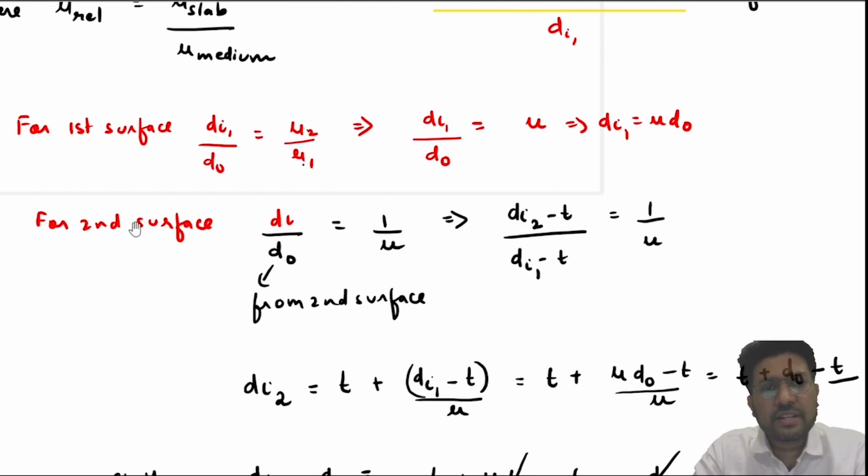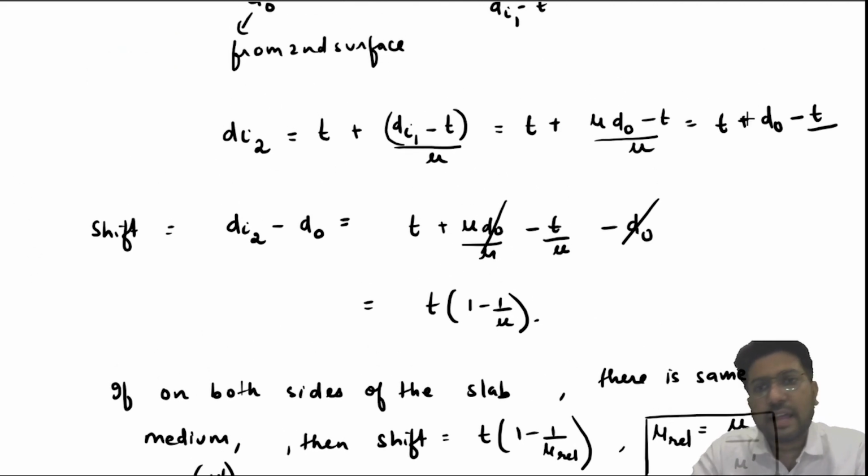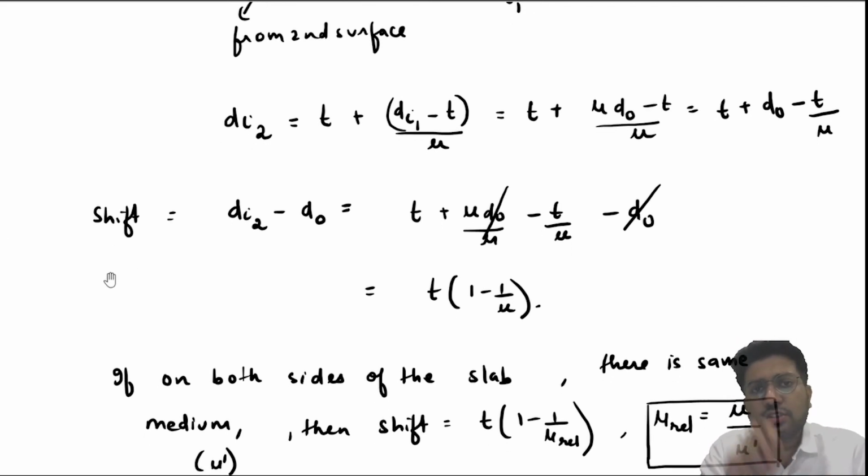So the apparent shift will be equal to di2 minus do, but di2 we have calculated as T plus do minus T by mu, and do let us keep as do only. So do gets cancelled out, and you get T into 1 minus 1 by mu. This is the formula for shift, and this is a very, very important formula. You have to learn it. Whenever there is a glass slab, the apparent shift in the position of the object is given by T into 1 minus 1 by mu.